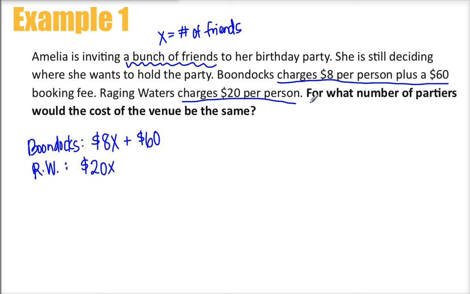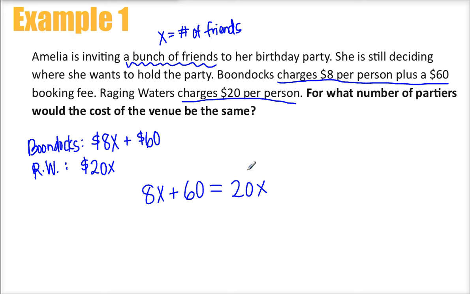Okay, so the question says, for what number of partiers would the cost of the venue be the same? So in other words, I want to set these both equal to each other to figure out how many friends I would invite that would cost the same to go to Boondocks or Raging Waters. So I'm going to leave out the dollar signs this time because they're just going to confuse me. So I have 8x plus 60 is how much Boondocks cost. And I want to know when that's equal to the cost of being at Raging Waters, 20x. Okay, this looks like an equation. Yay! So I have an equation.